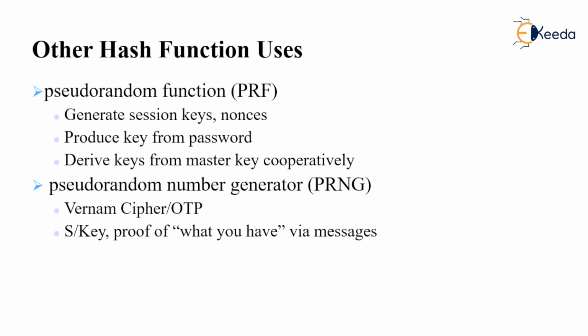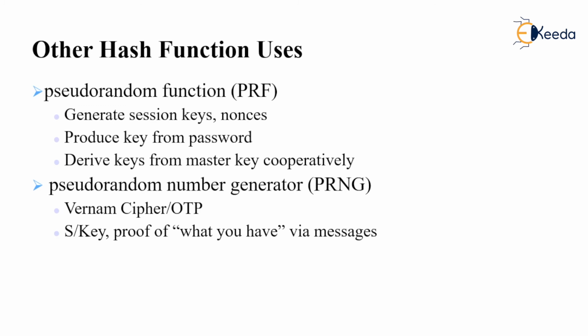These are some other hash function uses. It uses the pseudorandom function, which generates the session keys and the nonces. Nonces are nothing but newly generated numbers for every step, we can say. They produce keys from passwords. They derive keys from the master key cooperatively.